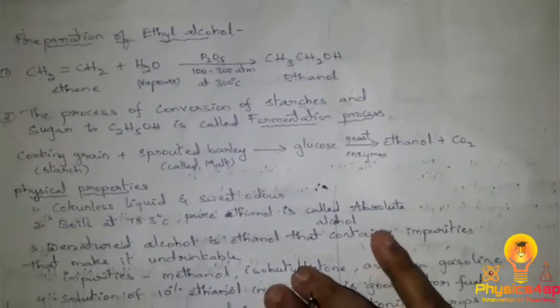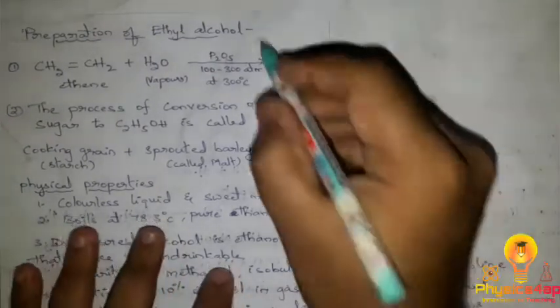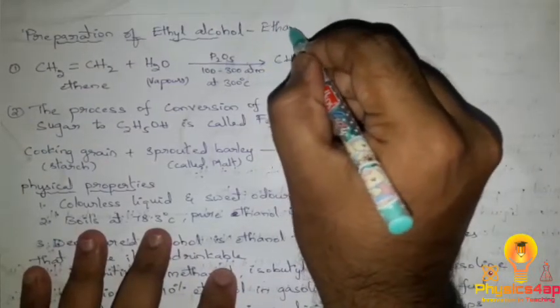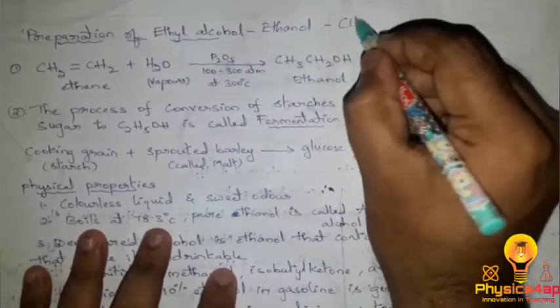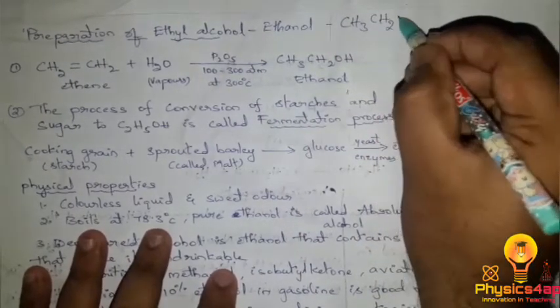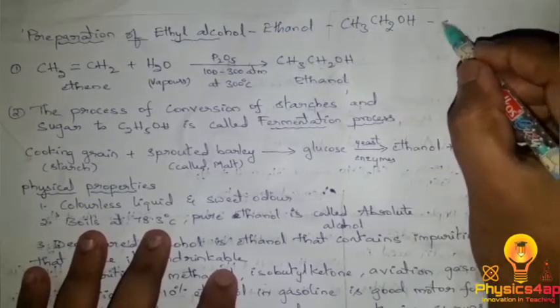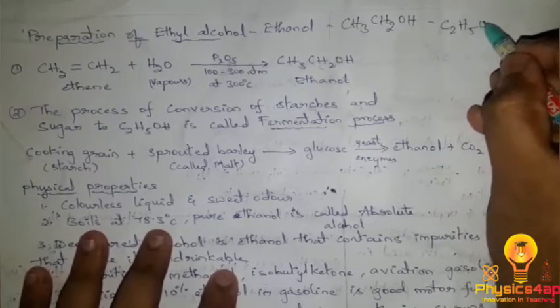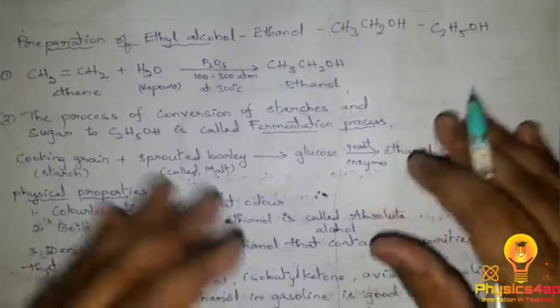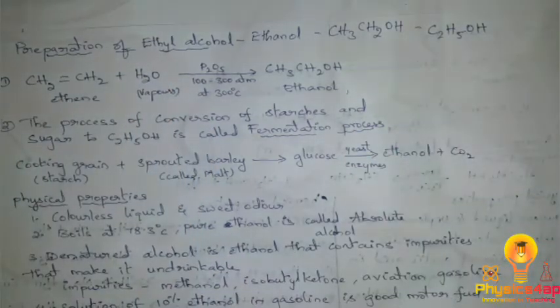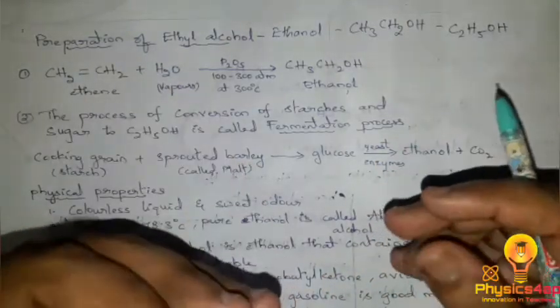So the preparation of ethyl alcohol, also called ethanol. The formula of ethanol is CH3CH2OH, or it can also be written as C2H5OH, which is another formula, modified from this. So how can we prepare ethyl alcohol? It can be prepared in 2 ways. One is the chemical process, and another is the natural process. So let us see the chemical process over here.